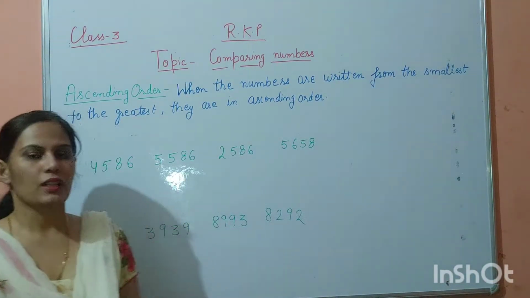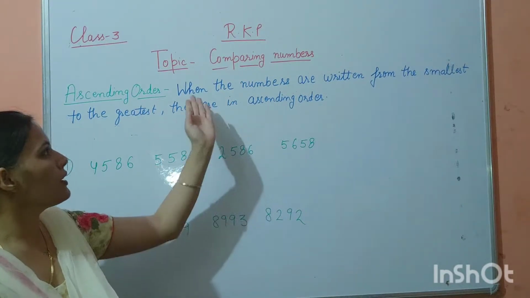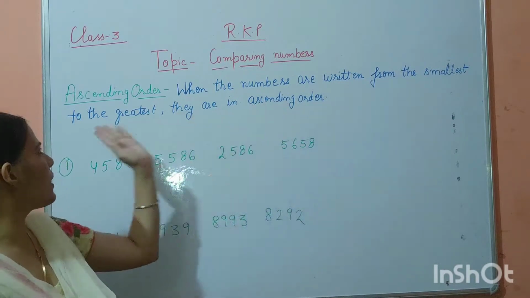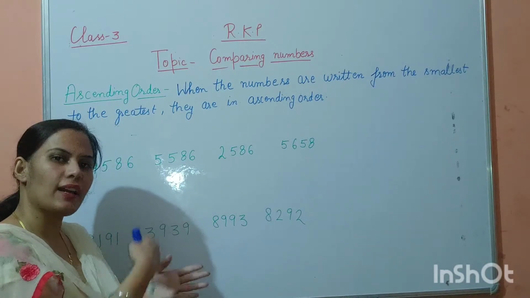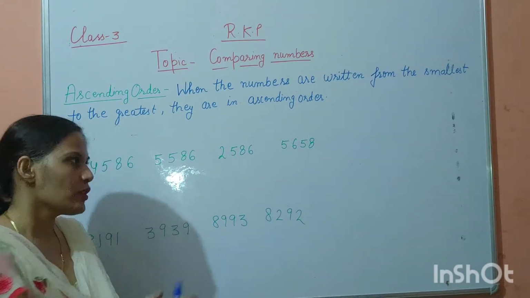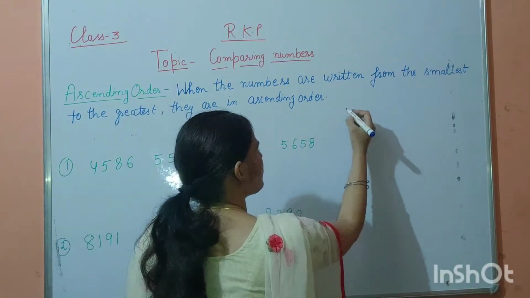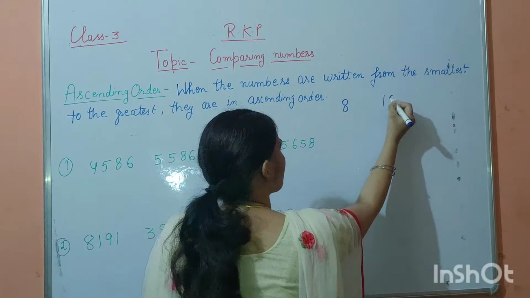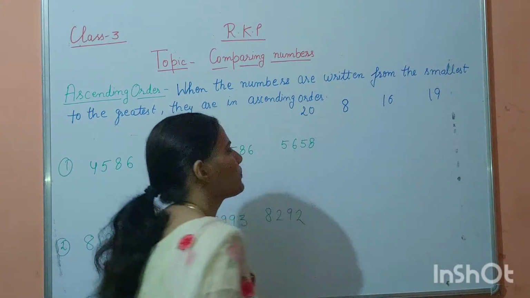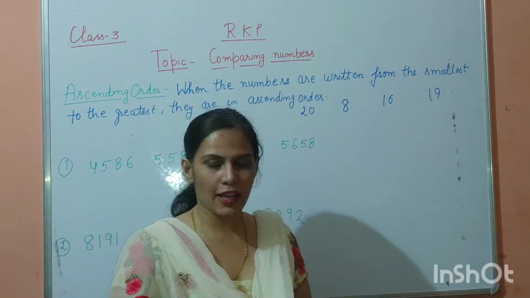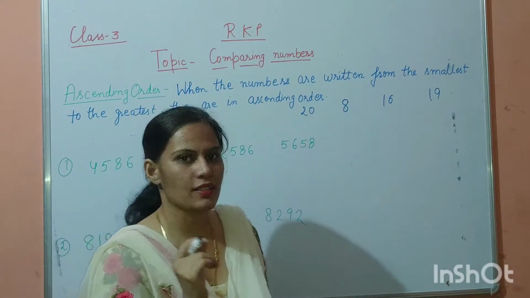Now students, our next topic is ascending order. As the name suggests, the numbers are written from the smallest to the greatest. First the smallest number will come, then at last the greatest number will come. Let's take an example to make this statement clear. Like we use a simple example: 8, 16, 19, 20. You have been given 4 numbers and I want to write them in ascending order.